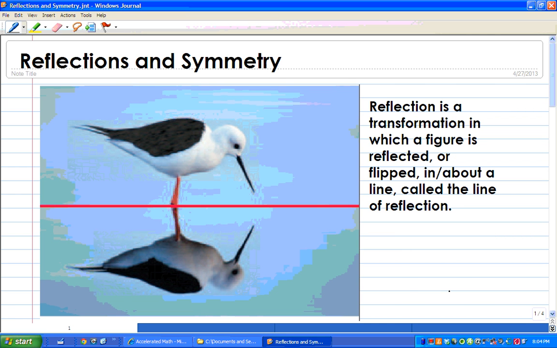Reflections and Symmetry. Take a look at the bird, but don't draw the bird unless you really want to. But notice that the bird is reflected in a pool of water to produce a mirror image. That's a reflection. A reflection is a transformation in which a figure is reflected or flipped in a line or about a line. You could say it either way, and that line is called the line of reflection.